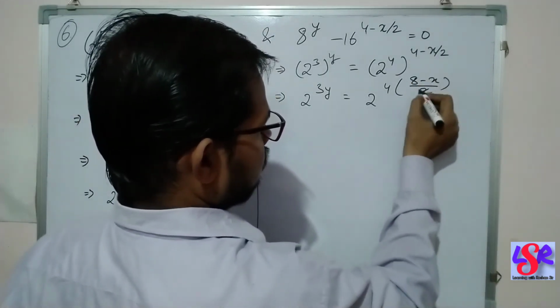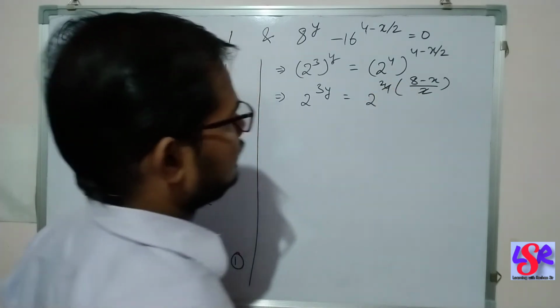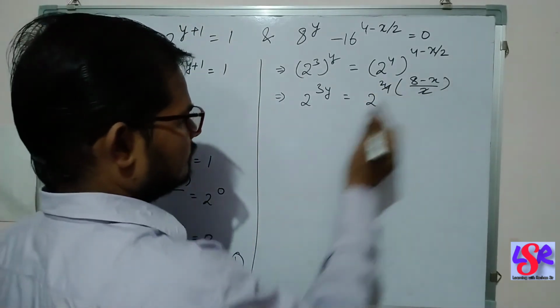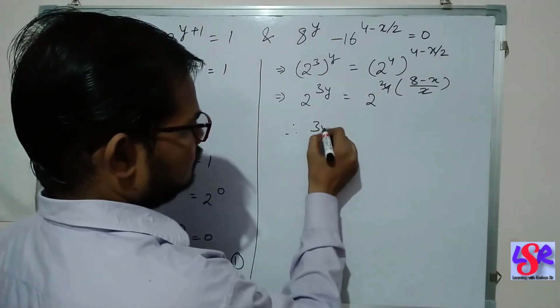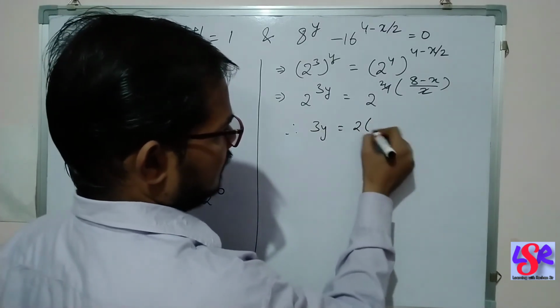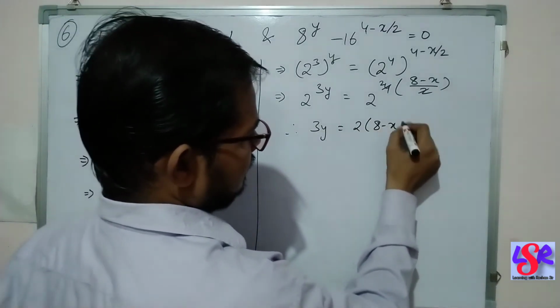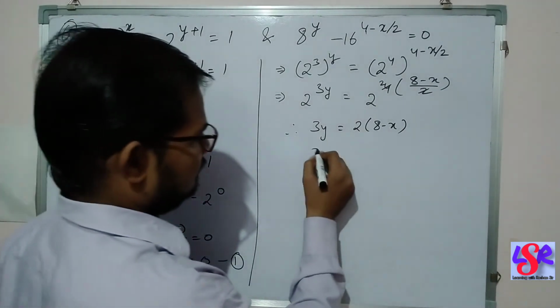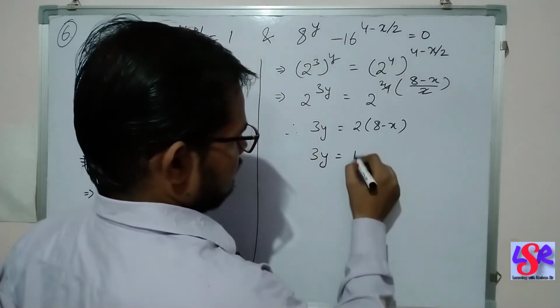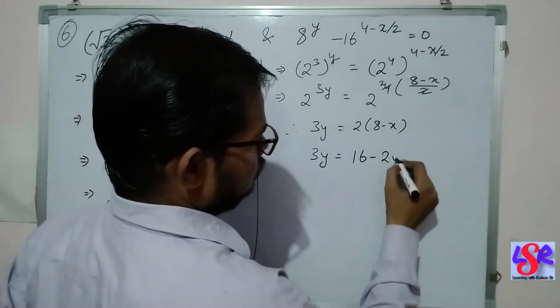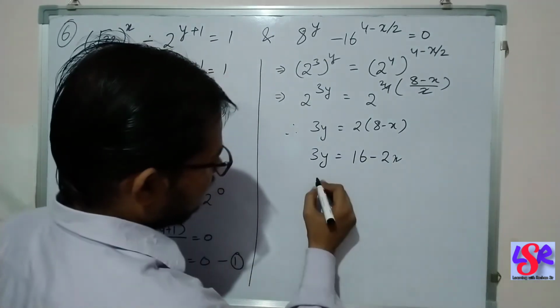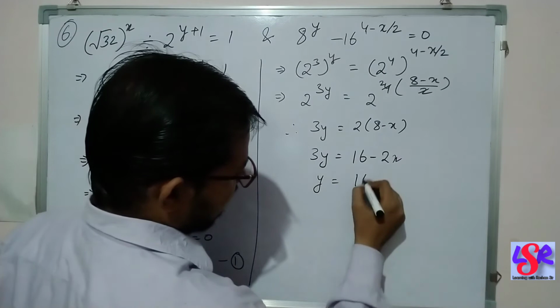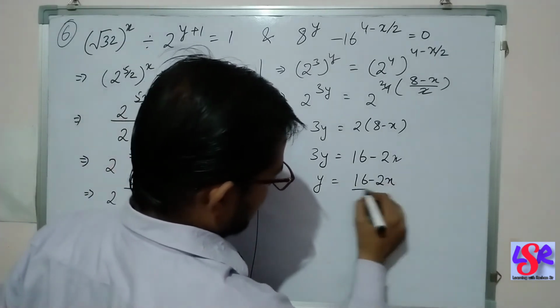Here this 2 and this can be cancelled. We get 2 over here. And as the bases are same, so the powers can be equated. Therefore, 3y equals 2 into bracket 8 minus x. Now we can open the bracket, and on opening we will have 3y equals 16 minus 2x. Now we can get the value of y from here, and this will be (16 minus 2x) upon 3.